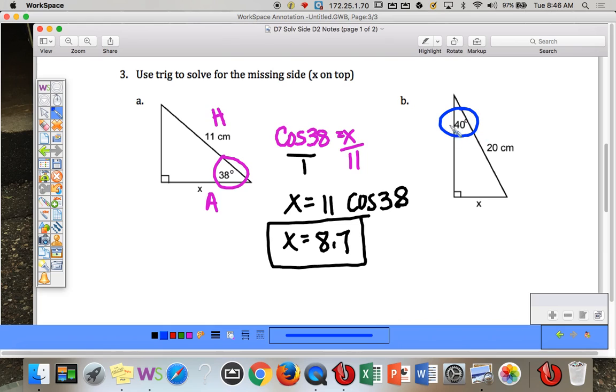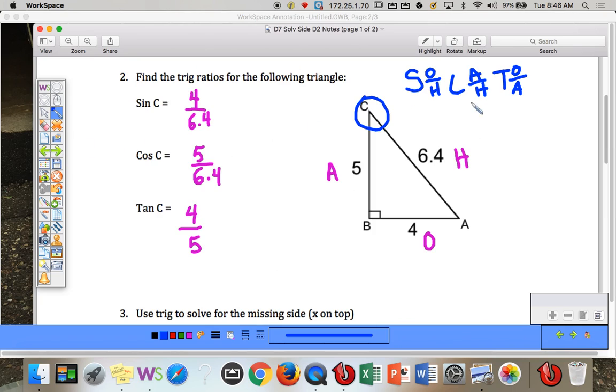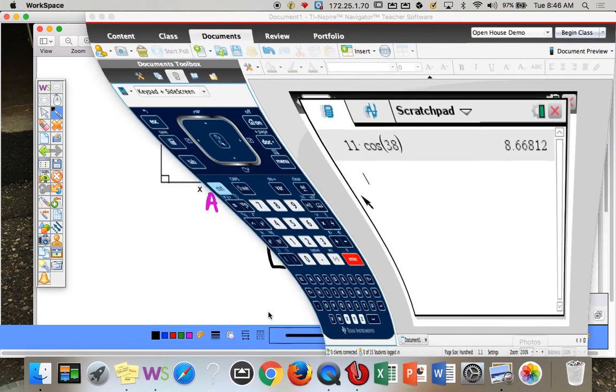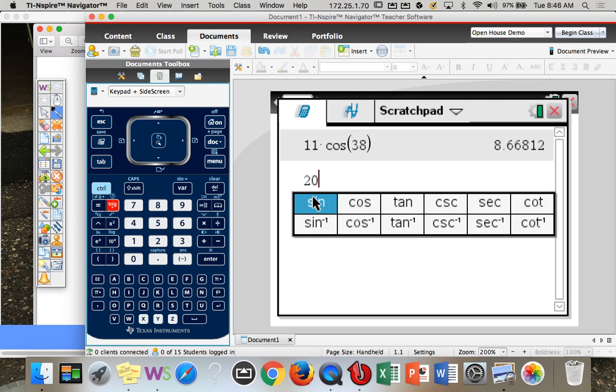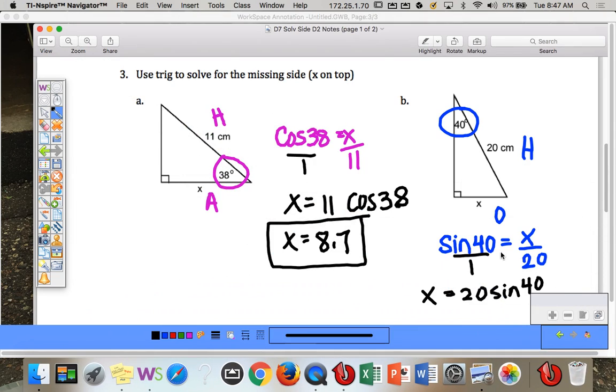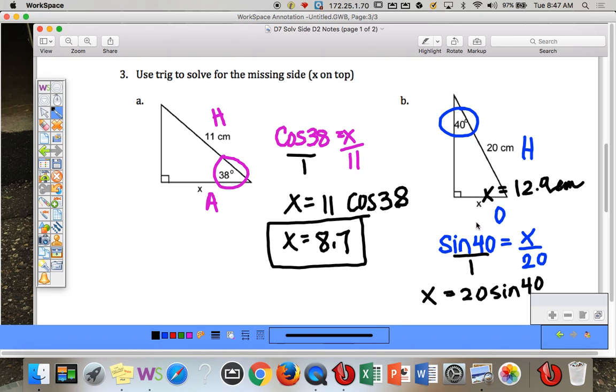Again, start with the angle that you know. Here, it's this angle up here. Label your sides. Again, we have the hypotenuse across from the 90, and the x is opposite the 40. So O and H; you check your trig ratios. O and H would be sine. So we have sine of our angle, 40, equals opposite over the hypotenuse. Again, we cross multiply and solve, so we have x equals 20 sine 40. Since x is by itself, we just type in 20 sine 40, and we get 12.8558. I'll round that to about 12.9. So here x is about 12.9 centimeters.